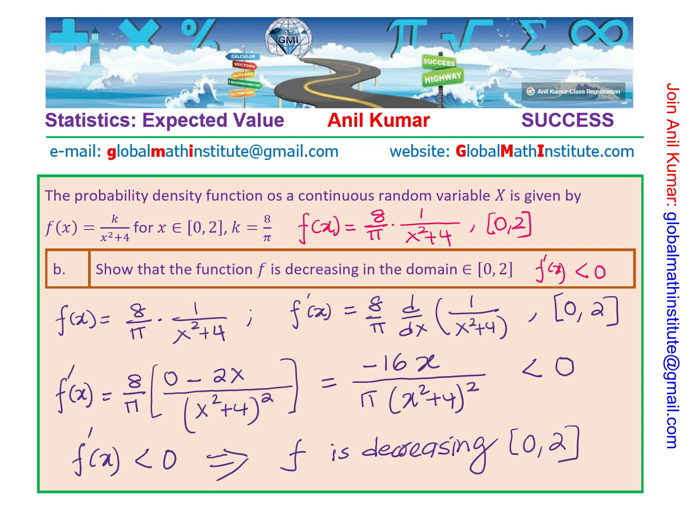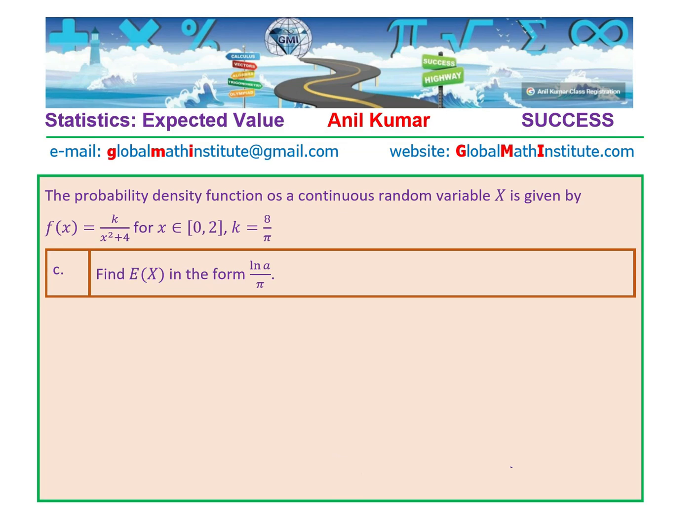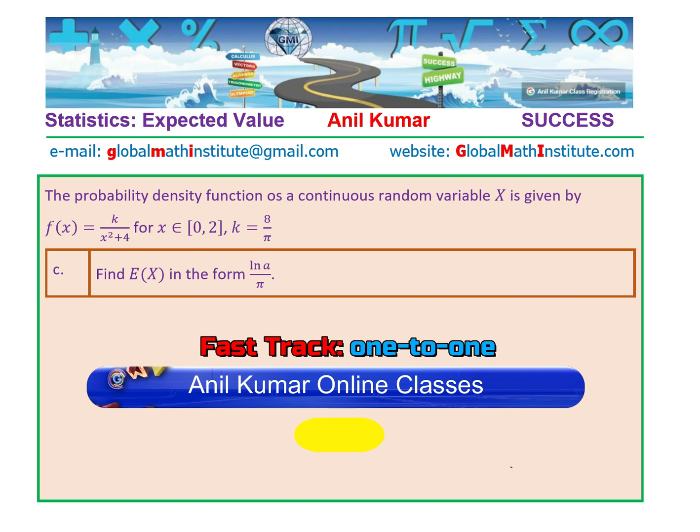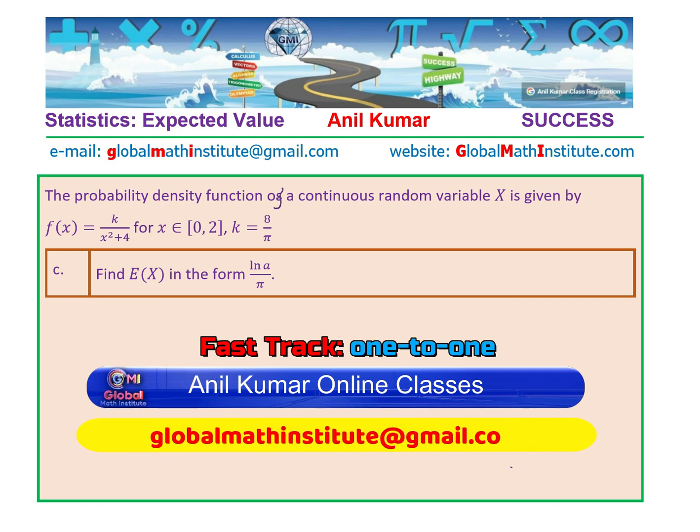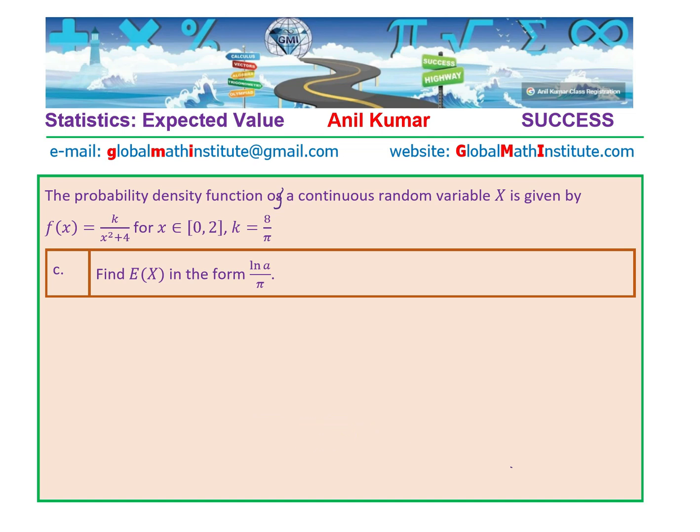Now let's move on to part C of this question, which is the probability density function of a continuous random variable is given to you. We just found k as 8 by pi. We need to find the expected value E(x) in the form ln a over pi. So how do you find the expected value?